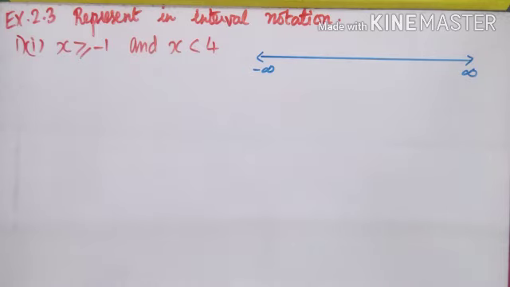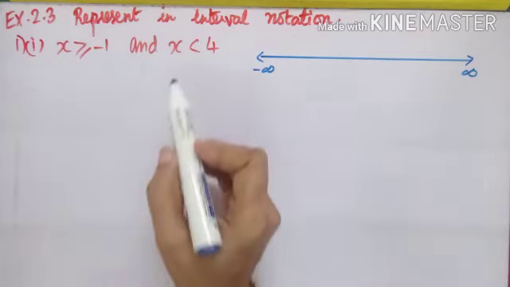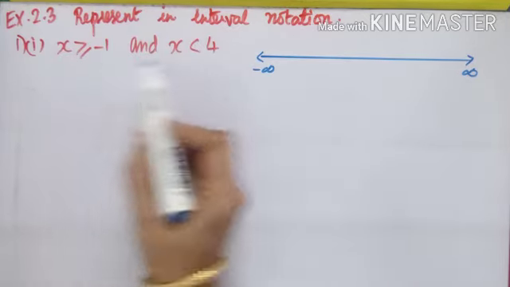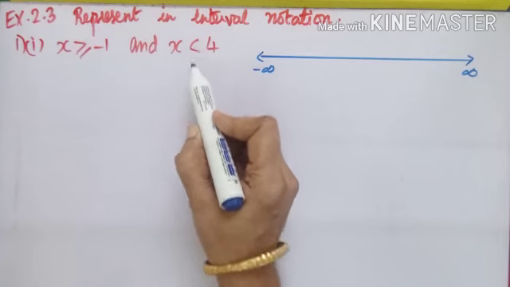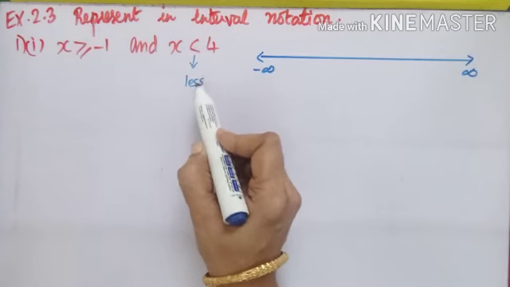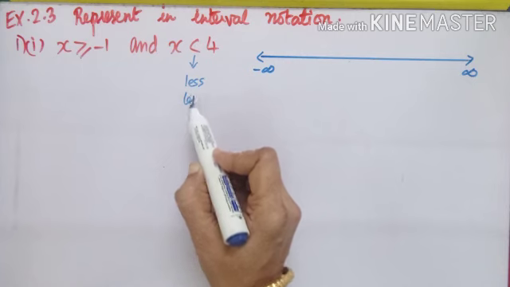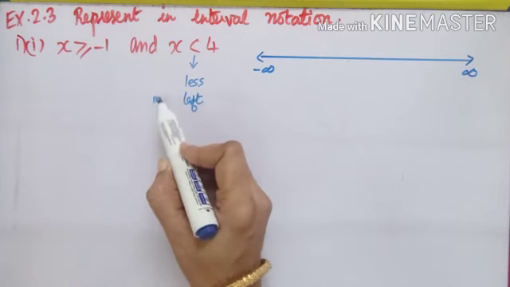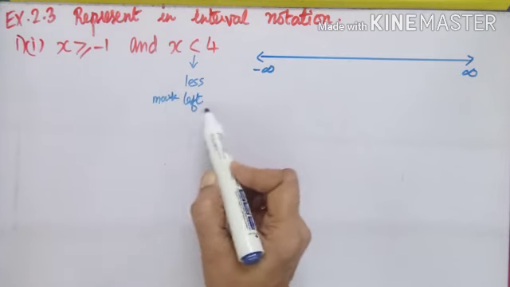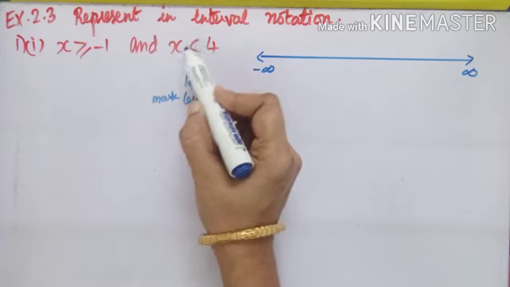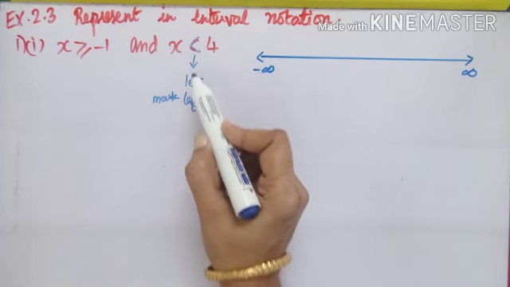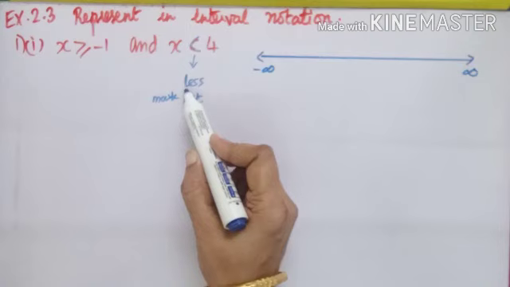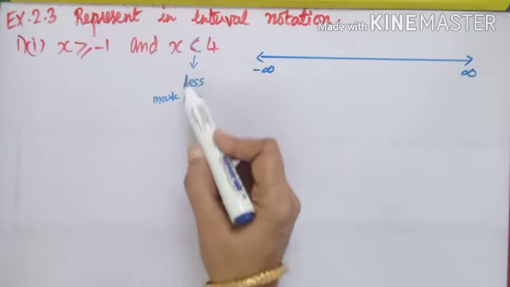Good morning, children. Today we are proceeding with exercise 2.3. Here again we are dealing with inequalities. This symbol we call less than. Less than means, remember, mark on the left side, for us to remember easily. Less starts with L, so the symbol looks like L. Left side, let us remember all L only.